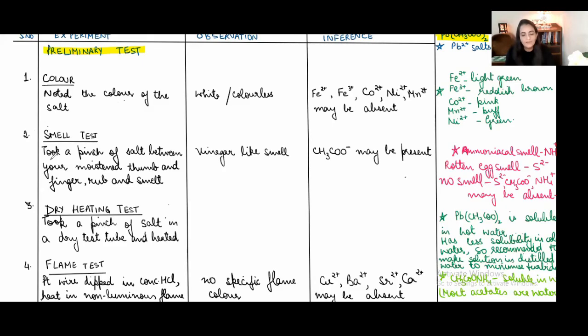Then the smell test. Take a pinch of salt between your moistened thumb and finger. Smell, vinegar-like smell, acetate may be present. Then the dry heating test. Write whatever observation you get. Like in this case, the salt starts smelling of acetic acid, vinegar-like. So here we get a vinegar-like smell, and again you can write acetate may be present. Remember, the inference is always "may be present" whenever we are doing preliminary examination of a salt, followed by the flame test.